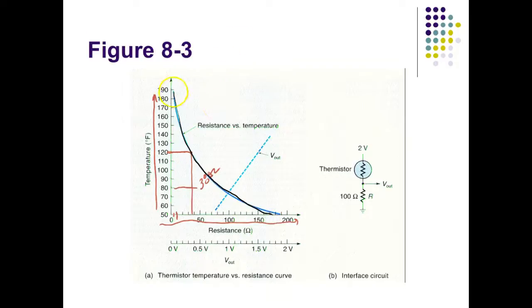So if we knew the data sheet and we entered a table, then we could, of course, look this up with a computer or some type of processor. Our computer would use the curve and actually display an accurate temperature.